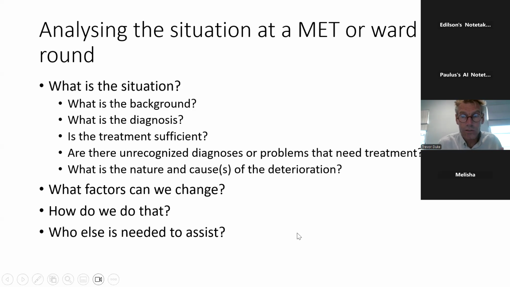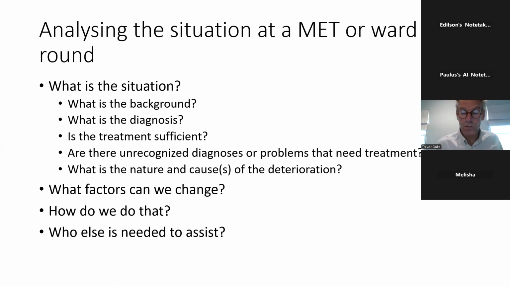When you're analysing the situation at a MET call or on a ward round, there's a system of communication called ISBAR: identification, situation, and so on. You need to ask yourself, what's the situation for this child? What's the background? What's the diagnosis? Is the treatment that's currently being given sufficient? Are there unrecognized diagnoses or problems that need treatment?